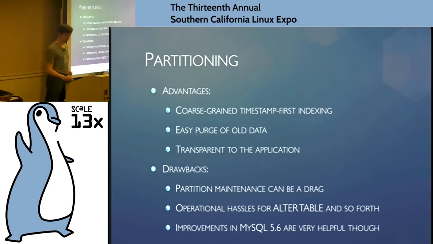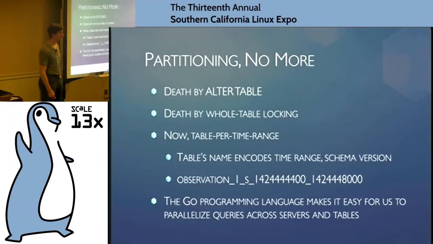So eventually, death by alter table. We realized that we were spending more time hassling with alter table and hassling with partitioning than it was worth, and it would actually not be too hard for us to just write the partitioning, take the partitioning out of the database, taking basically all the intelligence out of the database and putting it into our time series service. Go makes that pretty easy.